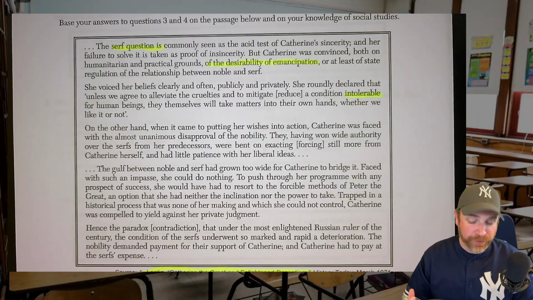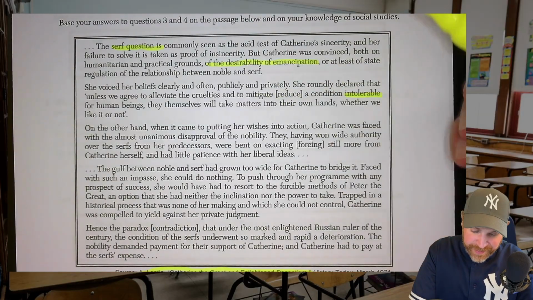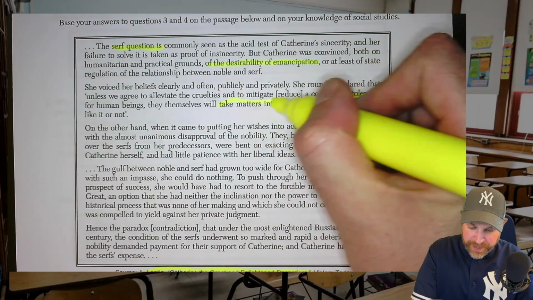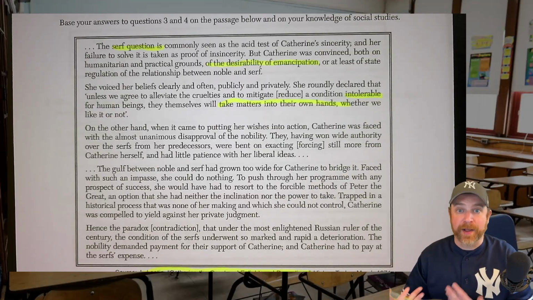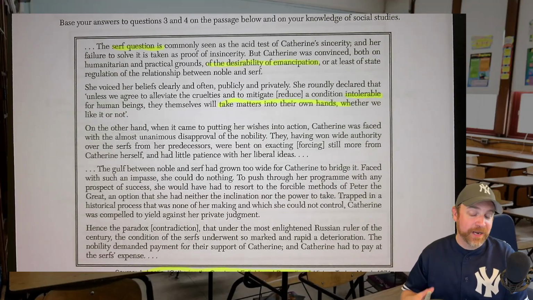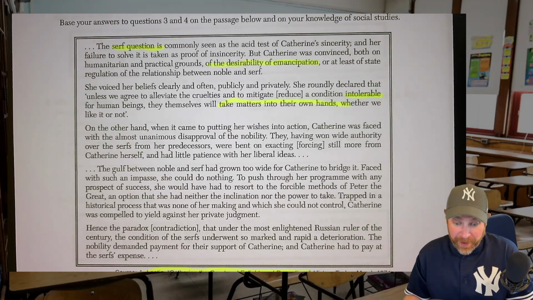So I think she's saying here that this intolerable situation of the serfs being so miserable is going to lead someday to the serfs taking matters into their own hands. Maybe she's alluding to the fact that revolution might happen among the lower classes, right? And if you fast forward to like 1917 with the Bolshevik Revolution, I guess she was right.